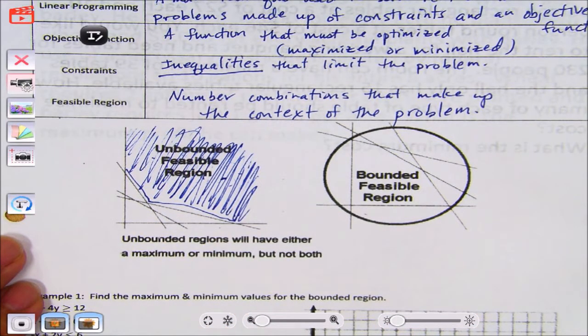What would be an unbounded problem? 2 plus 2. I don't know.